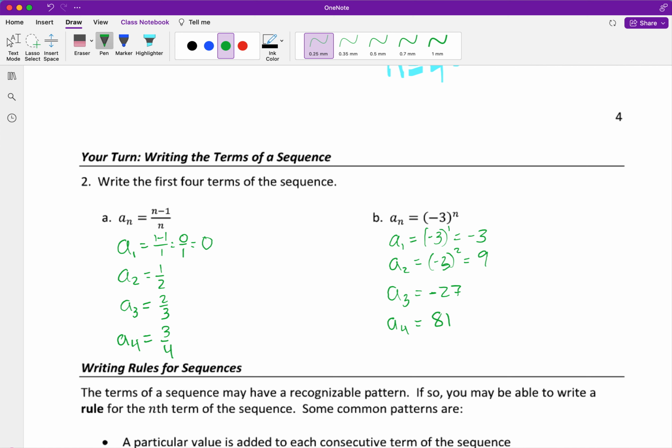So we get this fun alternating pattern that's happening here, negative, positive, and then each time we're multiplying by 3, right? 3 times 3 is 9, 9 times 3 is 27, 27 times 3 is 81, and kind of so on.